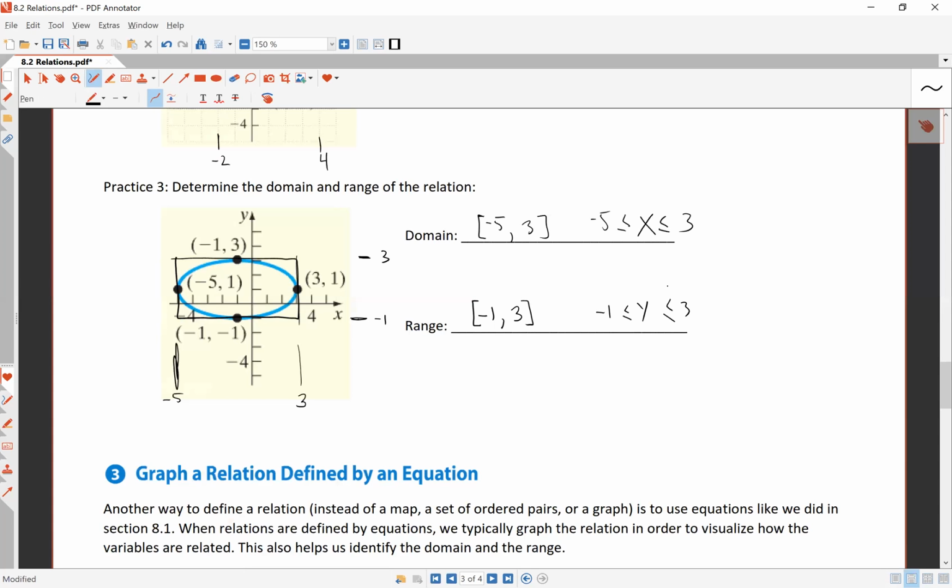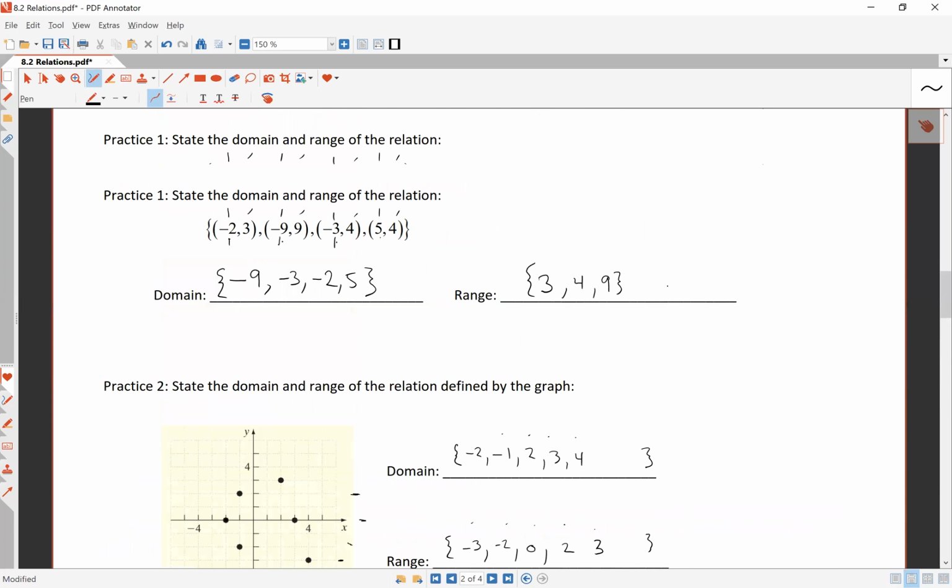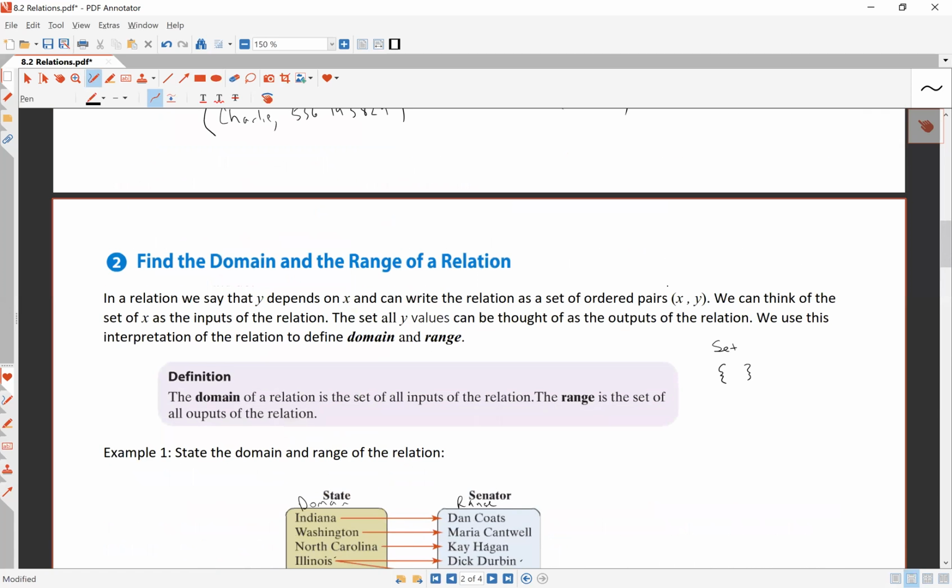And this concludes the video for Section 8.2, Relations, Objective 2, find the domain and the range of a relation.